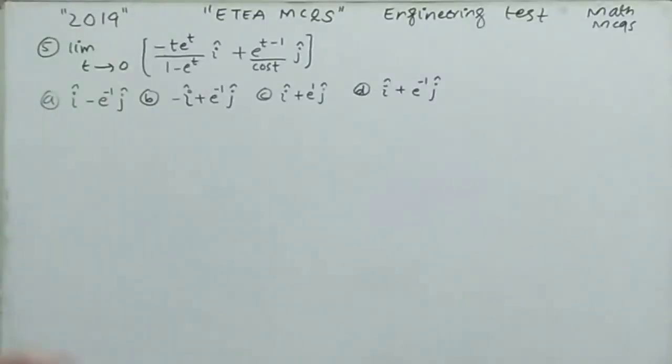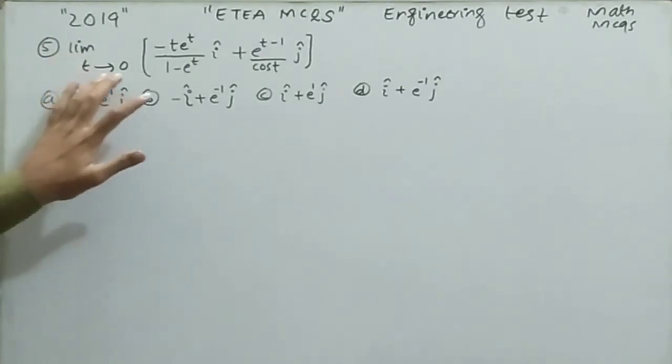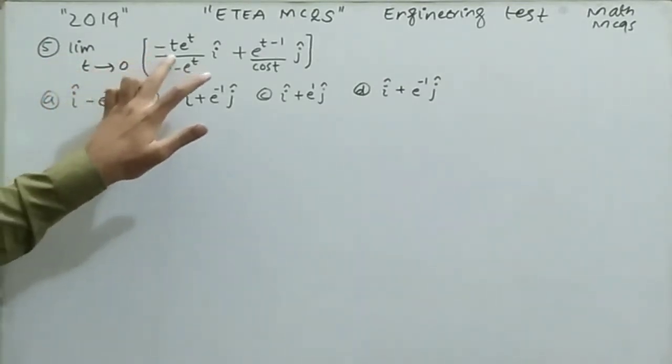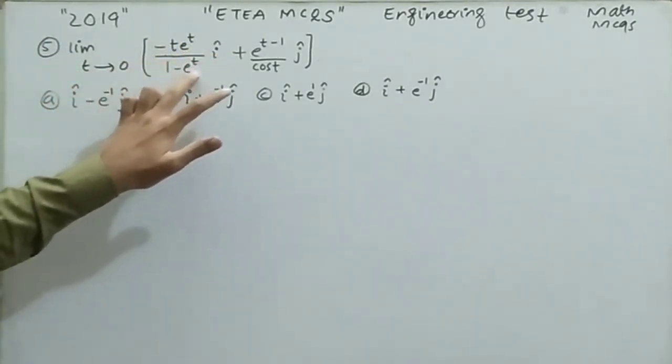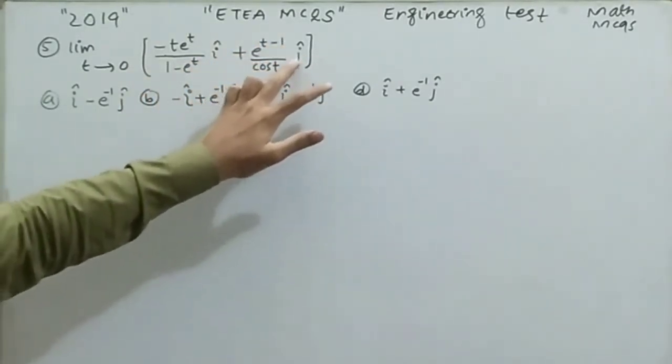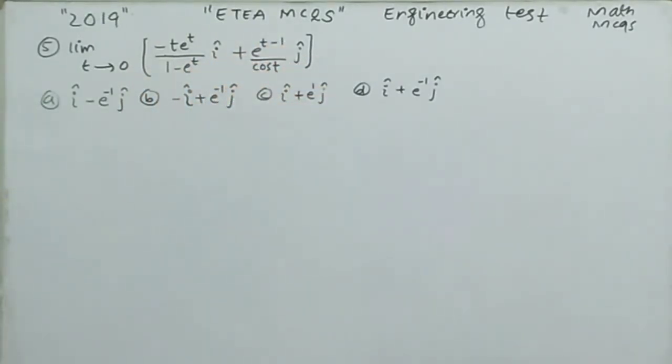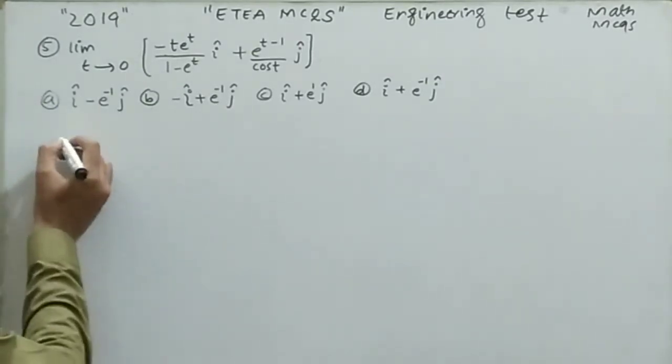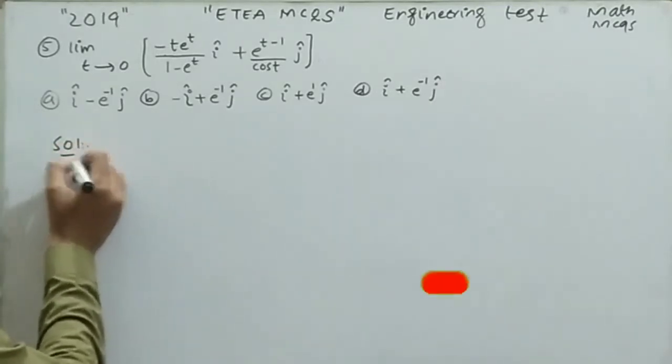Now move to the next MCQ. MCQ number 5. Limit t approaches 0 of minus t e power t divided by 1 minus e power t into i, plus e power t minus 1 divided by cos of t into j. This MCQ is actually related with chapter number 4, differentiation of vector function, class 12 mathematics. So move to the solution of this MCQ.